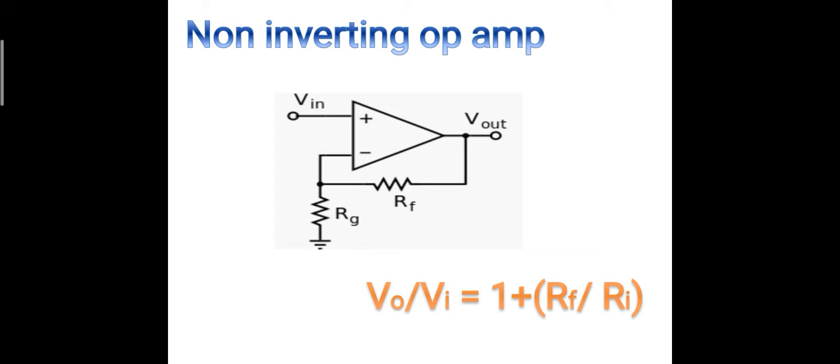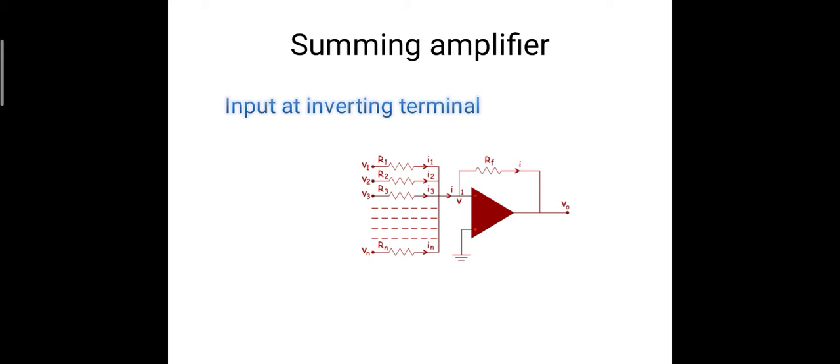There are various arithmetic operations that can be performed by an operational amplifier. Thus, we classify it into various types according to their performance. First, we are going to see the summing amplifier or adder. The input is given at the inverting terminal. We can give n number of inputs which are going to get added.